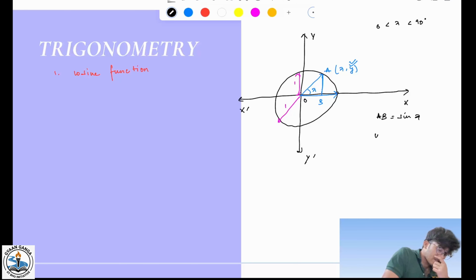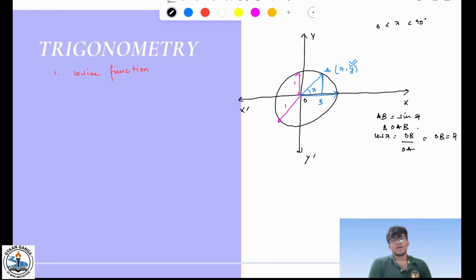Now what is cos x? Cos x was base upon hypotenuse, which was OB upon OA for triangle OAB. Cos x is OB upon OA, which is nothing but the x coordinate. So in a unit circle, the x coordinate gives us the cosine function.